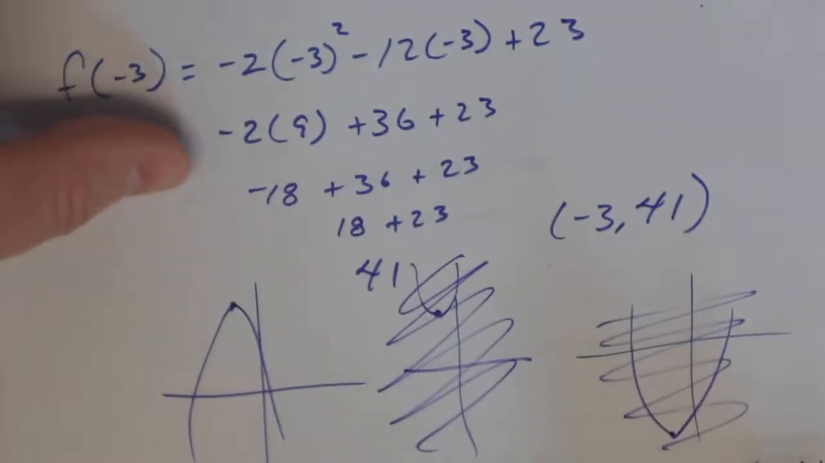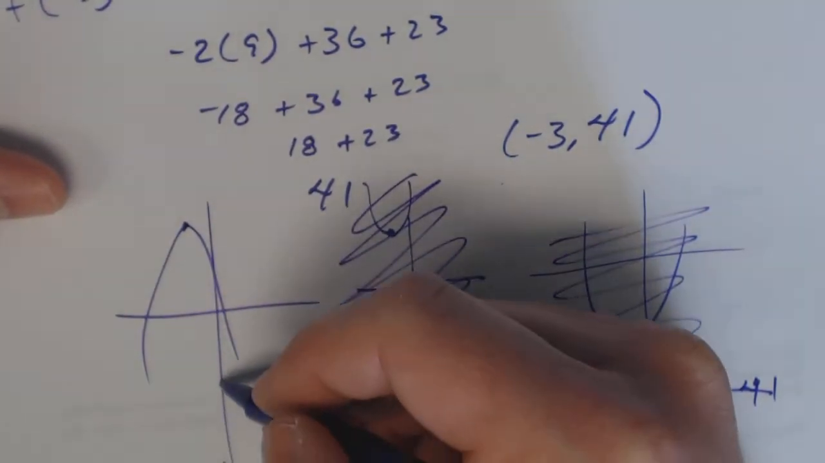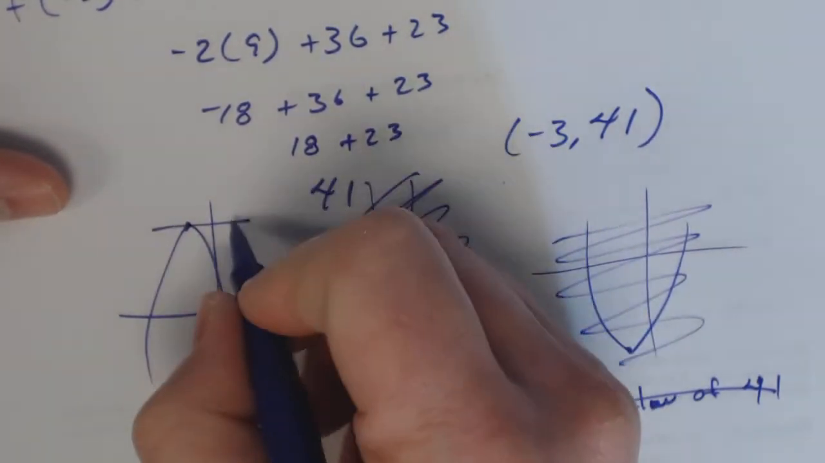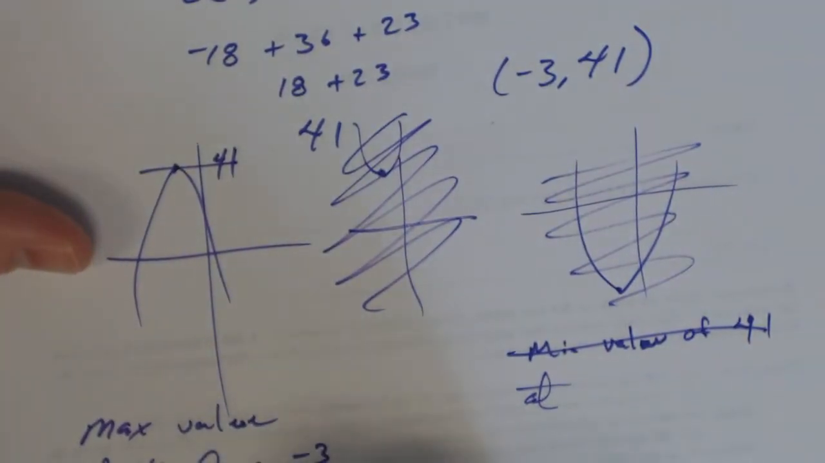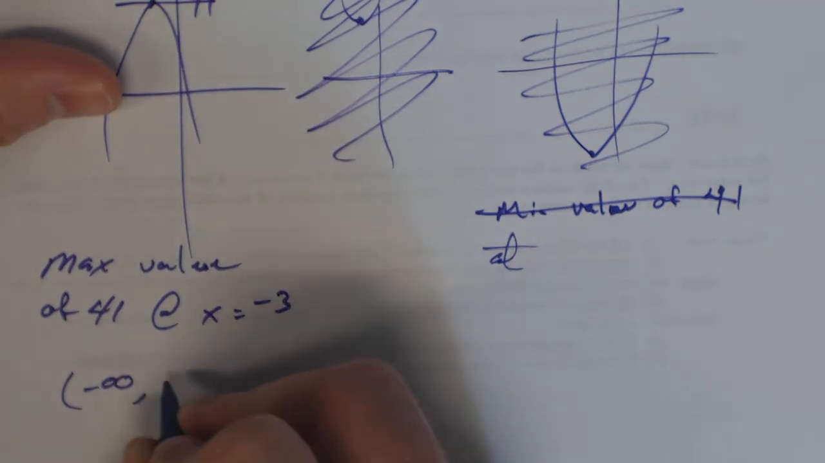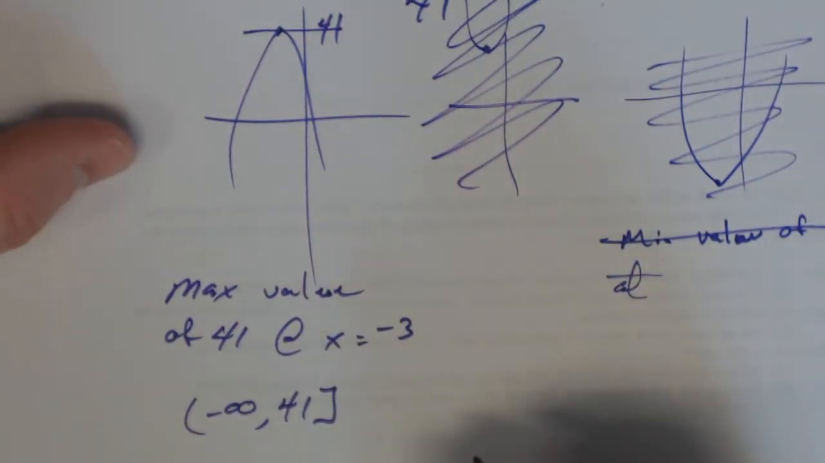So, what's the other question here? What's the range? Well, it comes in from negative infinity and it tops out here on the y-axis at 41. So it comes in from negative infinity and it tops out at 41. And we include 41, so it's a square bracket.